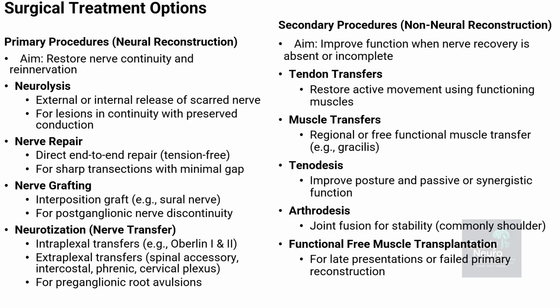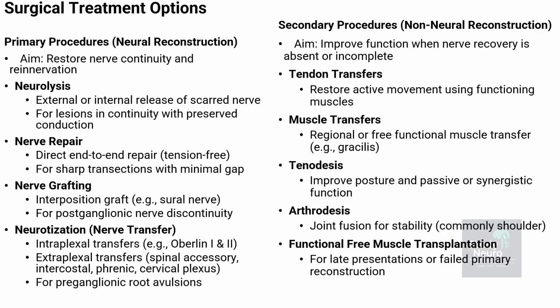If the nerve has been cleanly cut, a direct repair may be possible, provided it can be done without tension. When there's a gap between nerve ends, grafts, often taken from the sural nerve, are used to bridge the defect. In cases of root avulsion, nerve transfers become essential. These involve redirecting working nerves, either from within the plexus or from nearby sources, such as the spinal accessory or intercostal nerves, to reinnervate critical muscles.